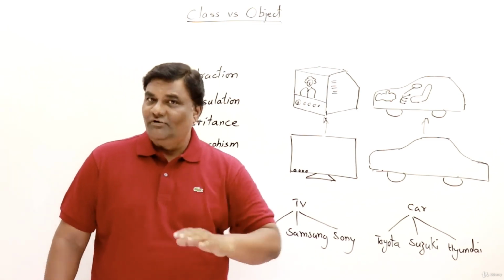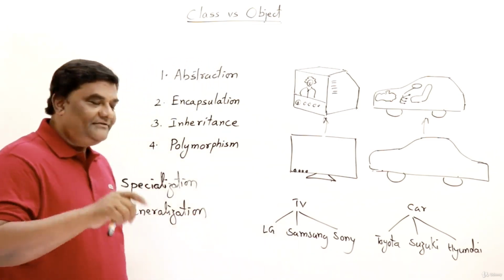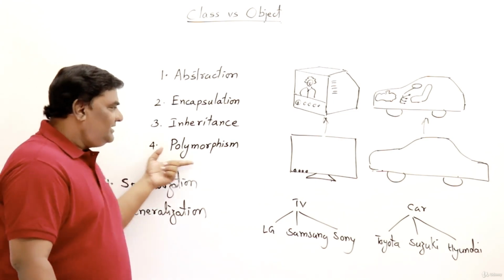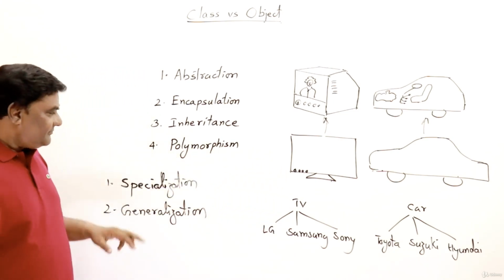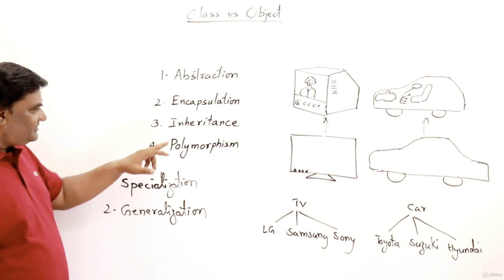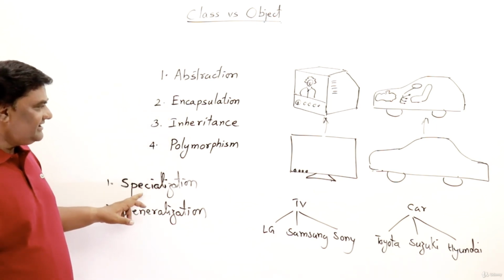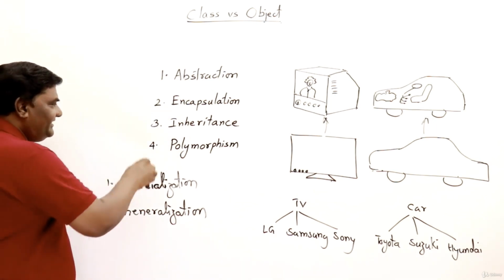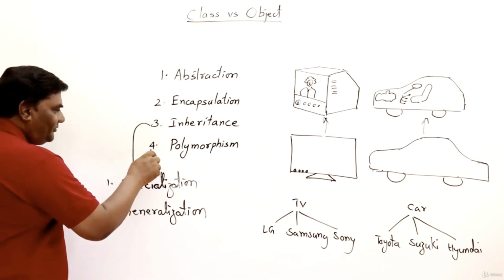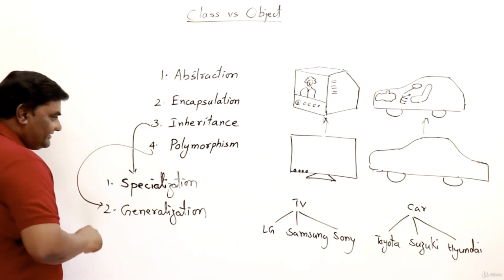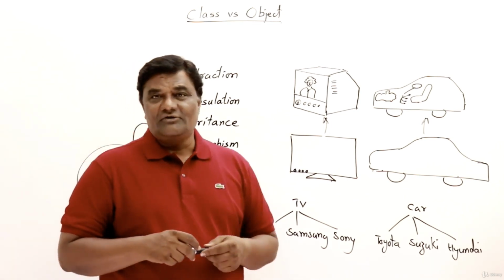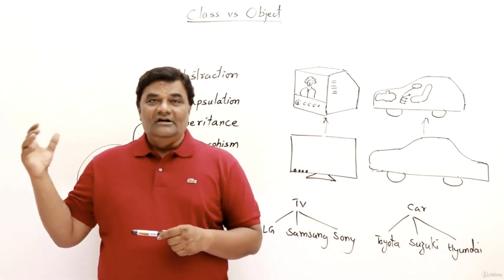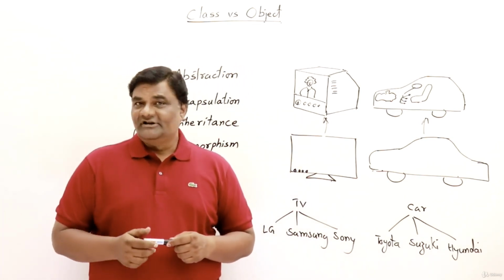The same thing we want to achieve in programming also, and we will do it in the form of polymorphism. Polymorphism is the same as generalization and inheritance is the same as specialization. So inheritance means specialization and polymorphism means generalization. These are the things we find in other engineering streams, and we want the same thing to be achieved in Java programming or object-oriented programming also.